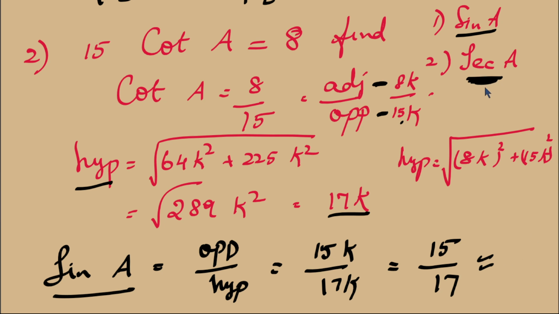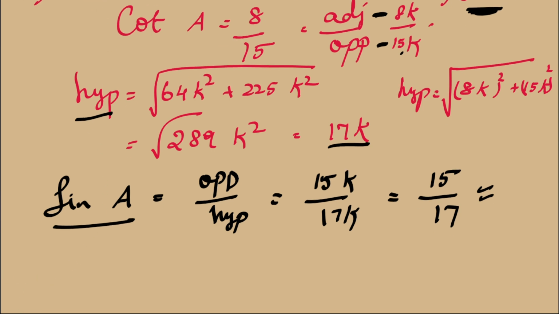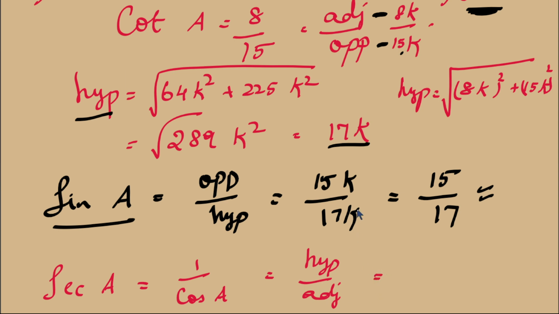Now what is secant A? Secant A is 1 by cos A, isn't it? Let me write it down, 1 by cos A. But what is cos A? It is adjacent by hypotenuse. So secant A would be equal to hypotenuse by the adjacent side of that triangle, isn't it? So hypotenuse is 17k and adjacent is 8k. So we get 17k by 8k, or this is equal to 17 by 8.